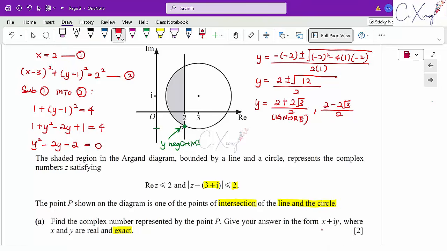So don't forget to rewrite your answer, where P is equal to 2 plus, then your y is 2 minus 2 root 3 over 2. Oh, sorry. So for this one, you can further simplify. For this particular part, you can simplify the 2s here. It will become 1 minus root 3. Therefore, your y here, you can write as 1 minus root 3, with i.